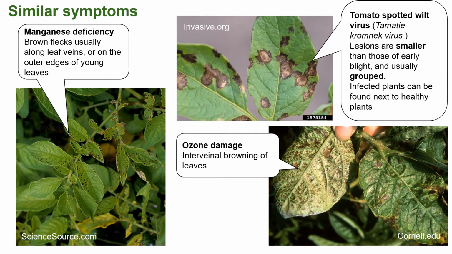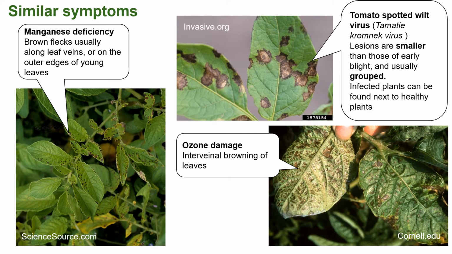Tomato spotted wilt virus shows similar symptoms to Alternaria solani, to early blight, in that there are sometimes concentric rings in the lesions. However, the lesions are normally smaller than those of early blight, and they are usually grouped, as you can see in this photo. Another characteristic diagnostic property of tomato spotted wilt is that infected plants can be found next to healthy plants, and this is because the virus is spread by seed.